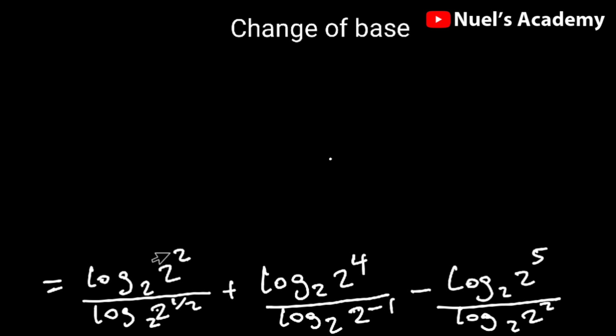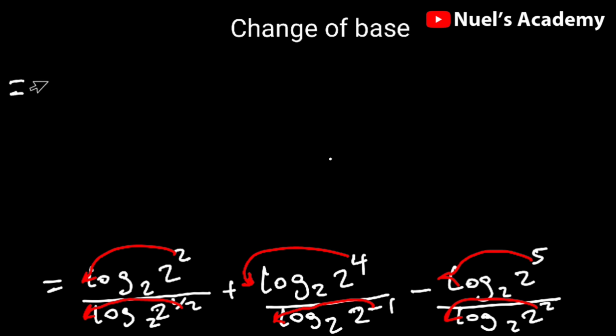So the next step here is to take this 2 in front of here, take this half in front of here, take this 4 in front of this logarithm, take this negative 1 in front of this logarithm, take this 5 in front of here, and then take this 2 in front of this logarithm. So this will be our next step.